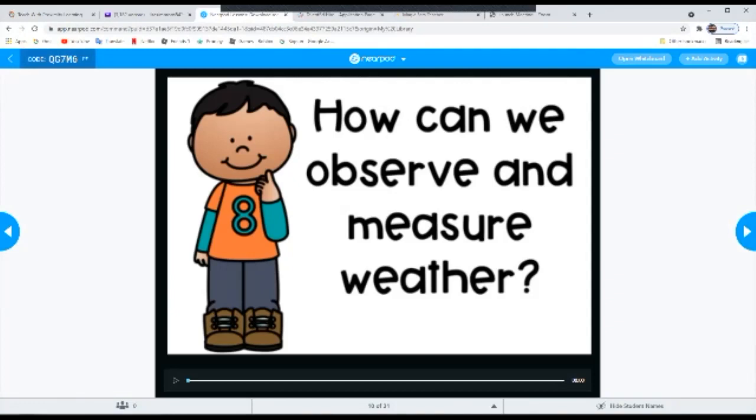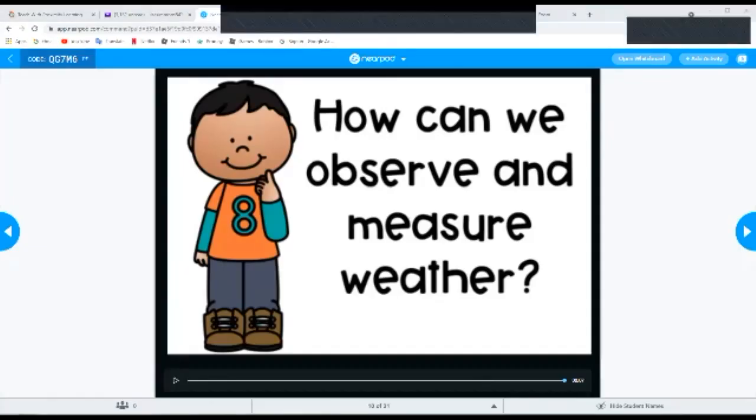Okay, we're going along in our student pace Nearpod. Turn and talk to your teacher and classmates about how you think that we can observe and measure weather. Okay, at this time, I would put you in a little breakout room where you can talk about how you can observe. That means looking outside and measure the weather. What are different ways? I'm going to put you in a breakout room and set the timer for 2 minutes. Okay, you're going to turn and talk about ways we can observe and measure weather.